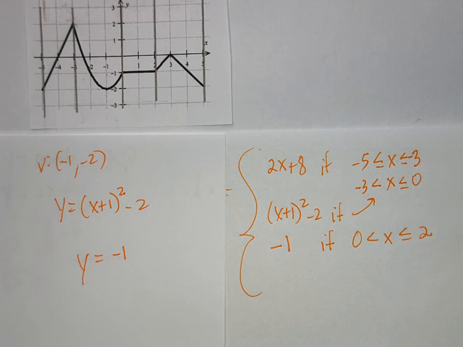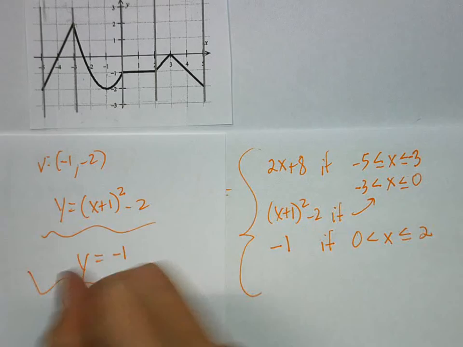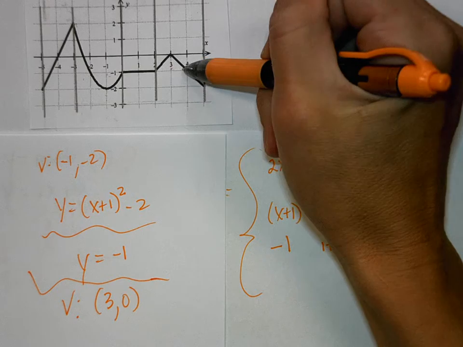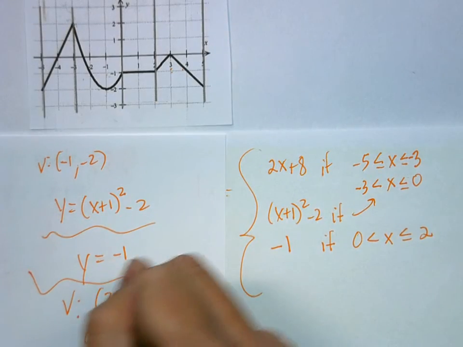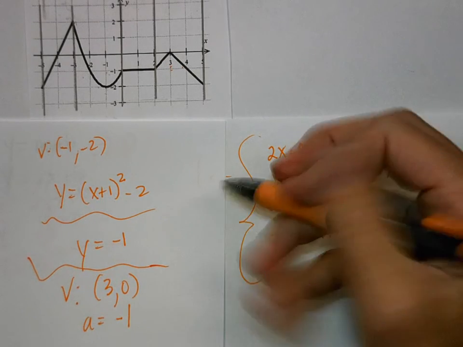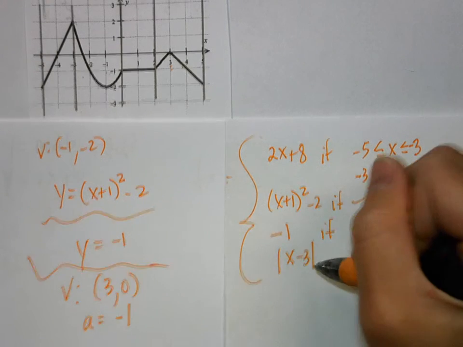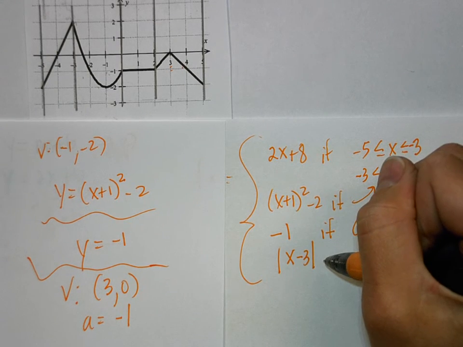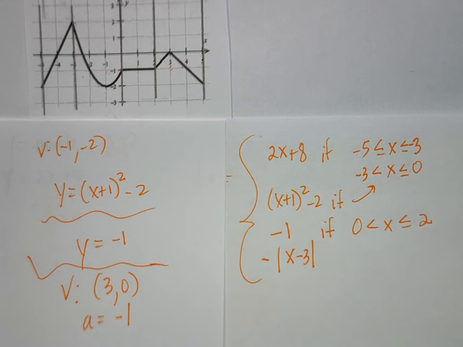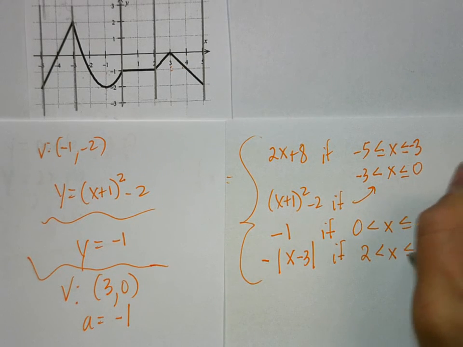Okay? The last one is absolute value. The vertex on that absolute value is at 3, 0. And if you look, it goes down 1, right 1, or down 1, left 1. So that means my a is negative 1. So when I write this function, it's the absolute value of x minus 3, because it's always the opposite. Do I need to write plus 0? No. Do I need to put a negative in front? Yes, you can write a negative or a negative 1. And this is if 2 is less than x is less than or equal to 5. Okay?